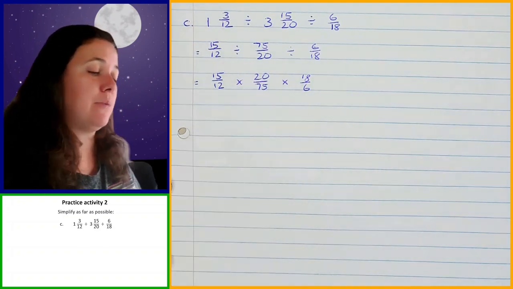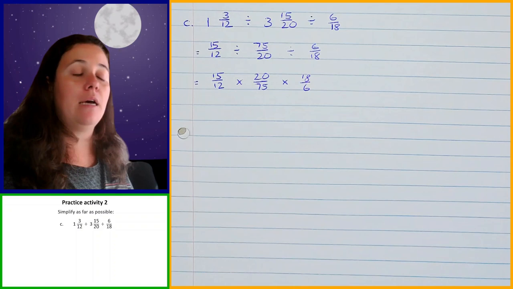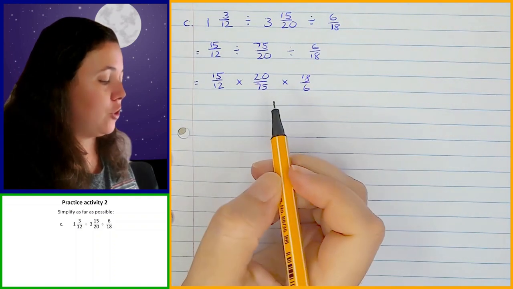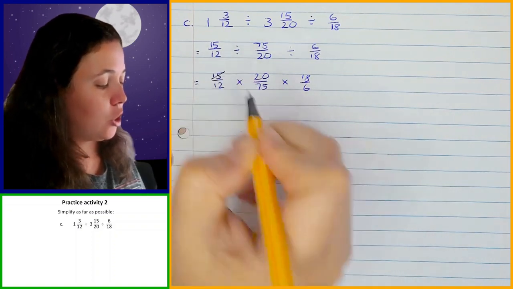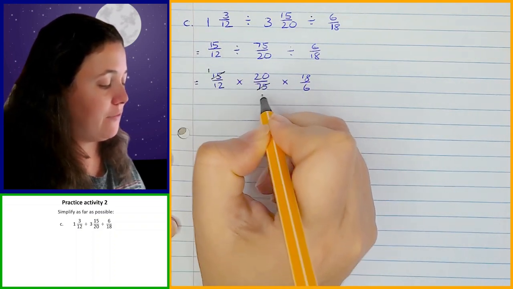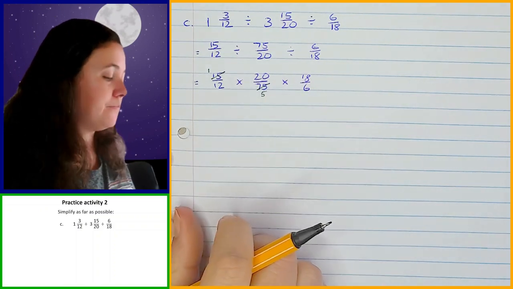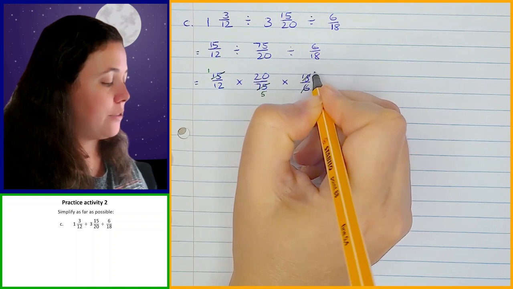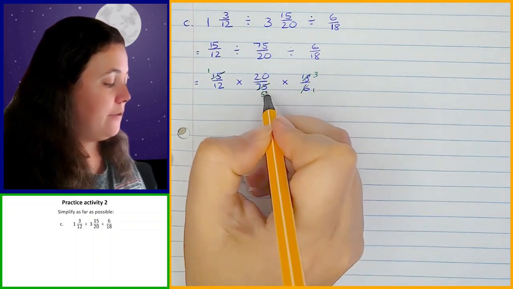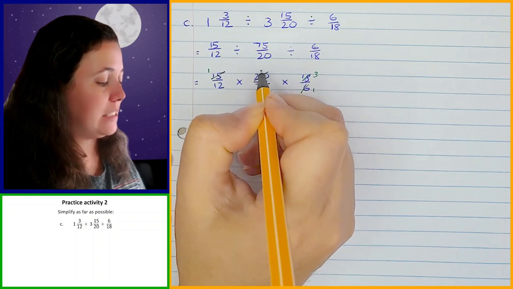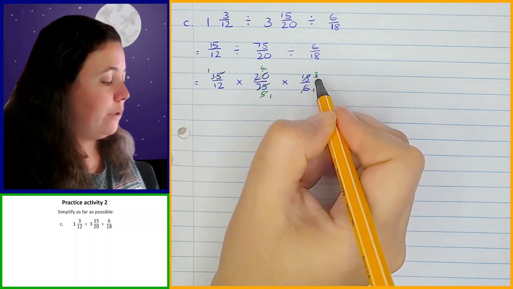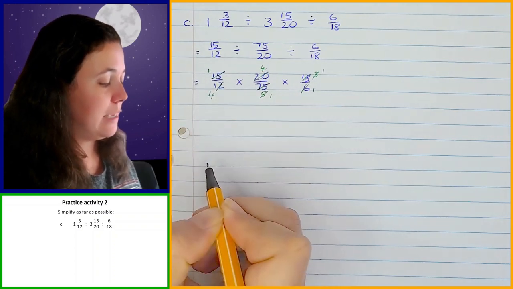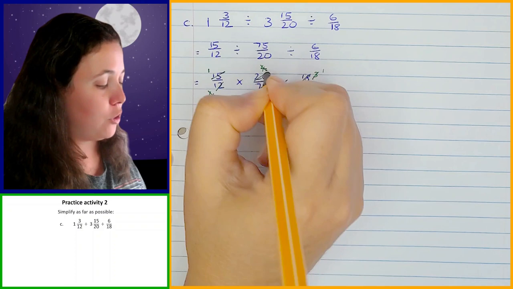Now I need to go and simplify. I need to cancel out any factors that are common in my numerators and denominators. So first, I have got over here 15 goes into 15 once, and 15 goes into 75 five times. Then 6 goes into 6 once, 6 goes into 18 three times. 5 goes into 5 once, 5 goes into 20 four times. 3 goes into 3 once, 3 goes into 12 four times. And then 4 goes into 4 once, and 4 goes into 4 once.